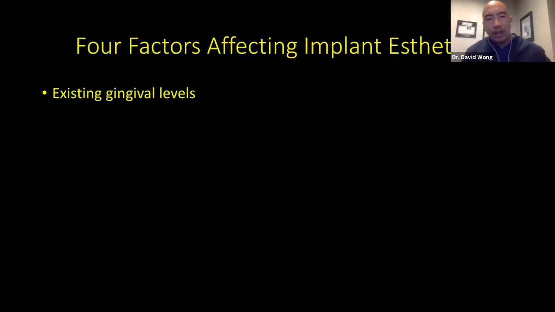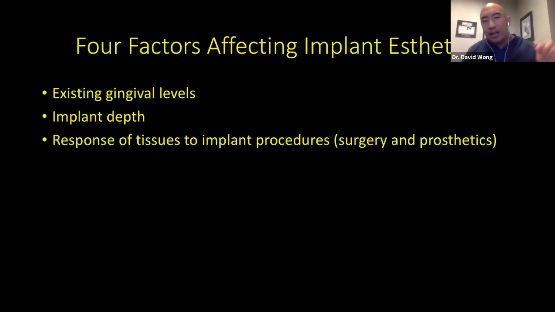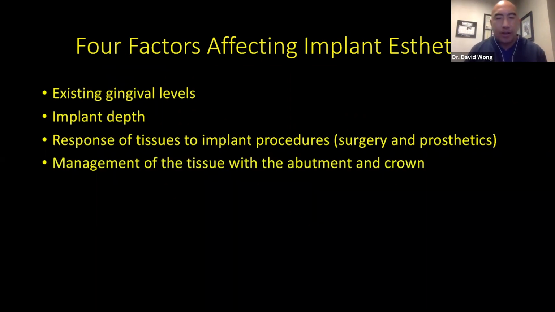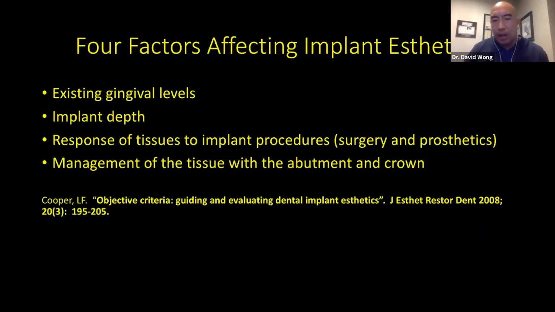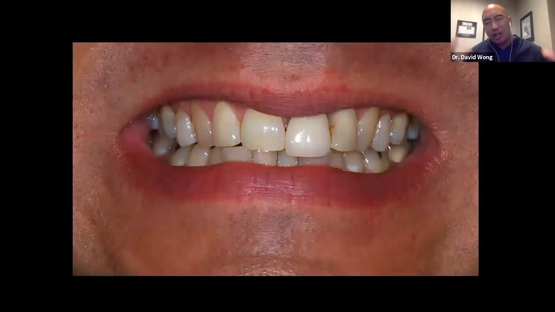Looking at Dr. Lyndon Cooper's paper, there are 4 factors affecting implant aesthetics: existing gingival levels, implant depth, response of the tissues to implant procedures, which is what causes a lot of your crestal bone loss sometimes, is how the patient responds to these procedures, and then management of the tissue with the abutment and the crown. So we're going to just touch on a few of these concepts really quickly.